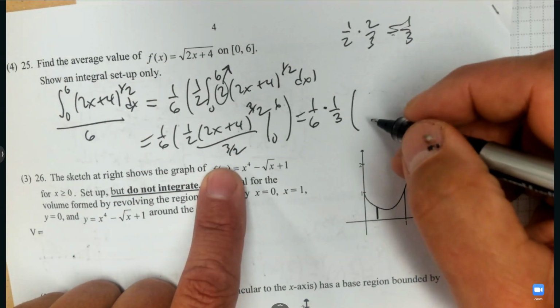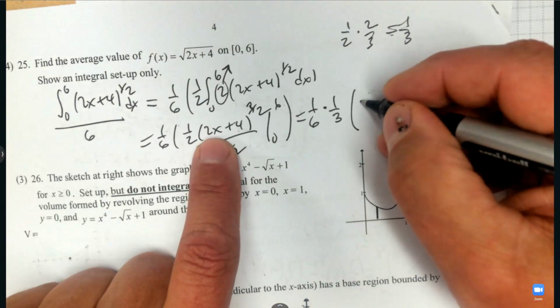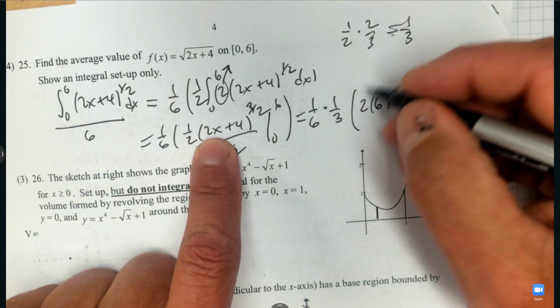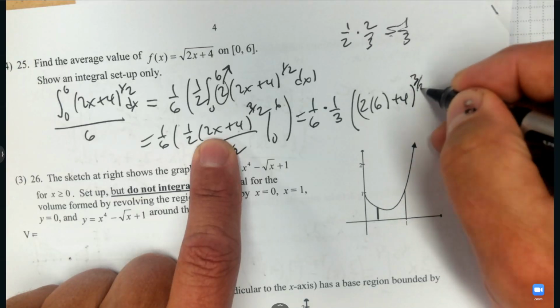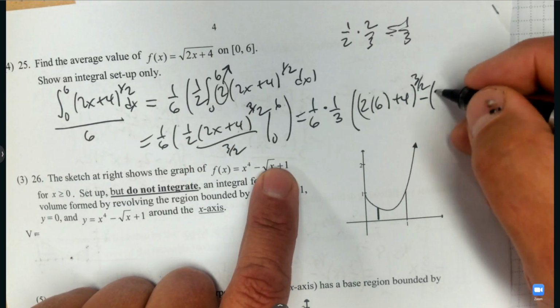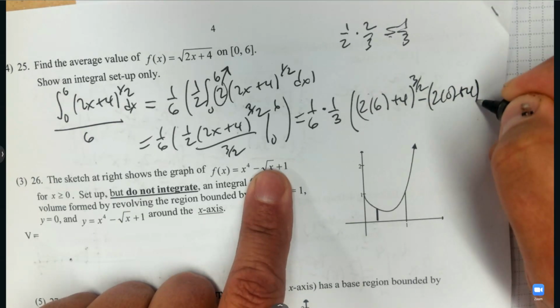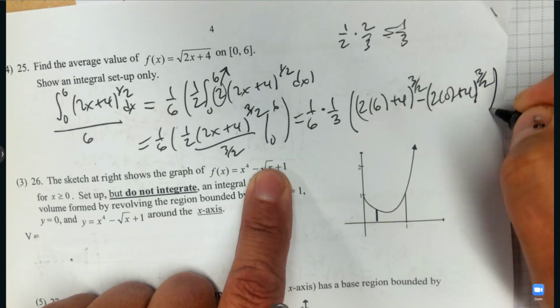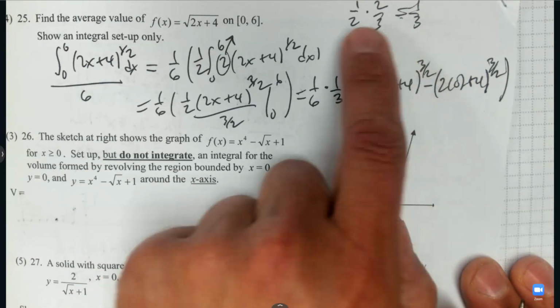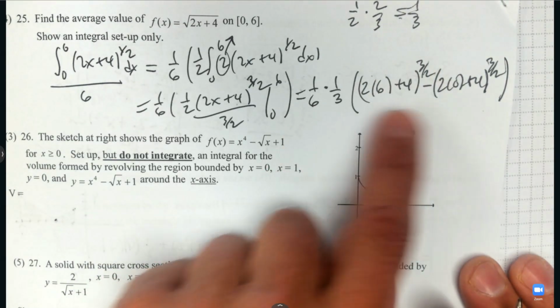And then I'm going to plug in. So I'm going to plug in 6 first to the 3/2, subtract, then I'm going to plug in 0. So you could put 1/3 inside for both, or just factor it out, and that's 1/18 really, and you have your setup.